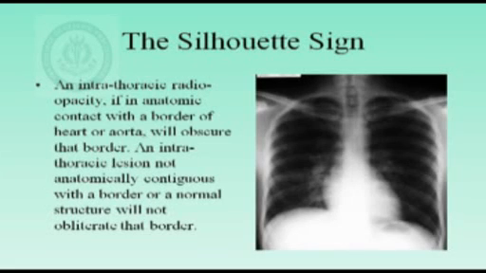Now we will come to the famous silhouette sign. Any intrathoracic opacity, when it is abutting the borders of the mediastinum, that is heart or aorta, will obscure that border because air from that region is displaced outward. When the opacity is not abutting the particular margin of the heart or the aorta, then we can say that it is not in contiguity with that border. Applying the silhouette sign, now let's try to identify the pathology which is given here.